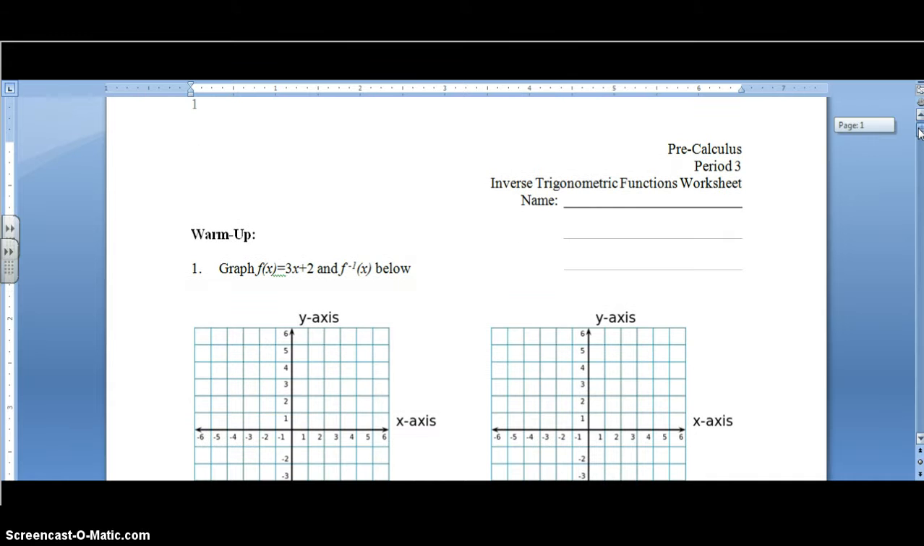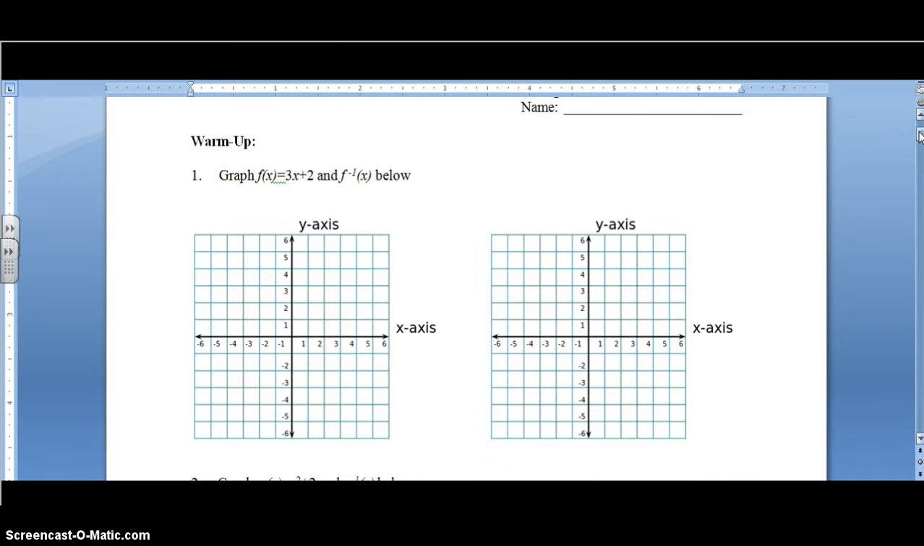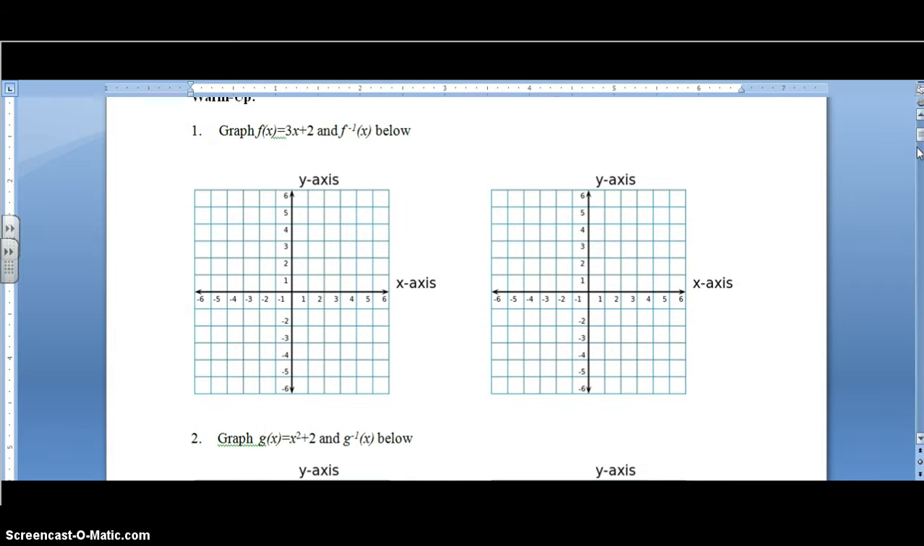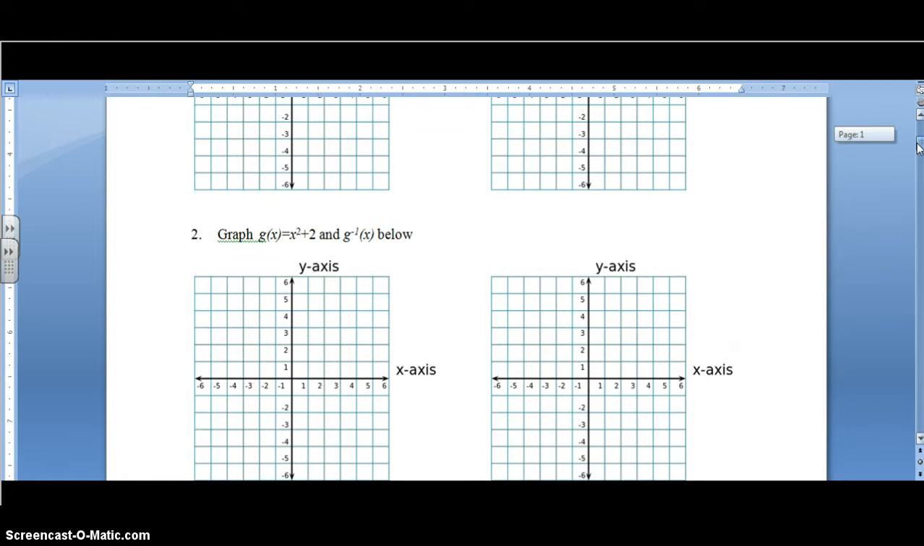This is kind of our way to walk around and assess prior knowledge on what the students know about inverse, if they know how to find it, which is usually taught by switching x and y and solving for x. So we wanted to start simple, with a linear function, and then we progressed to a quadratic function.